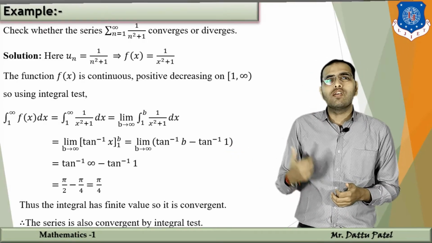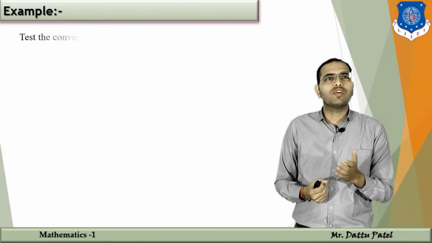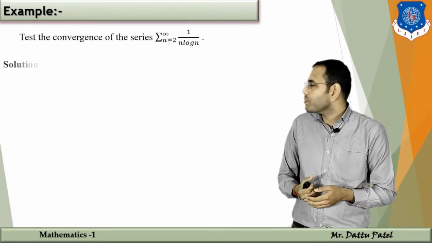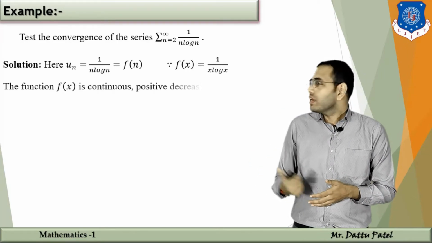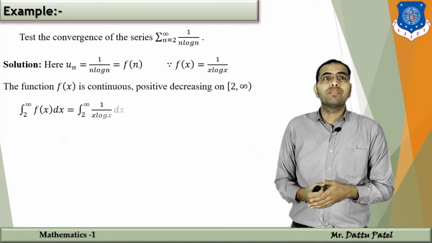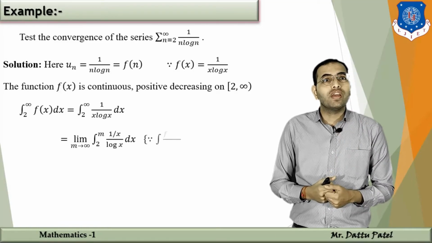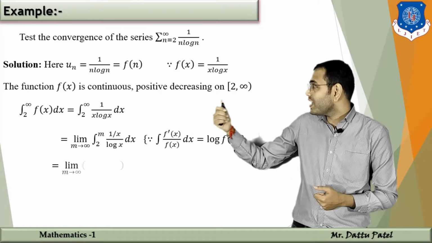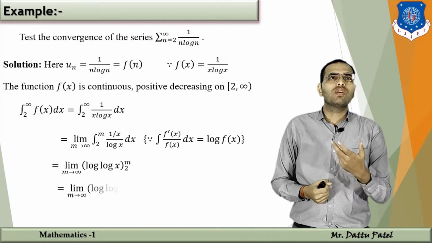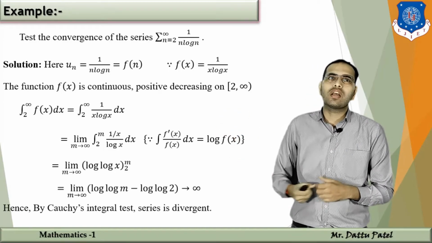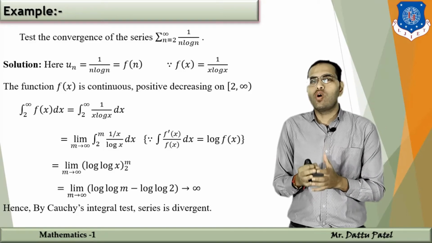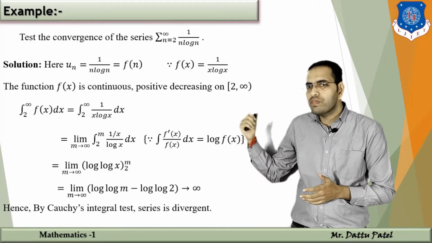Now let's see one more example, the test of convergence of the series summation n equals 2 to infinity 1 upon n log n. Here un equals 1 upon n log n, that is our function f of n. Now replacing n with x, f of x equals 1 upon x log x. Here obviously, f of x is continuous and decreasing on interval 2 to infinity.